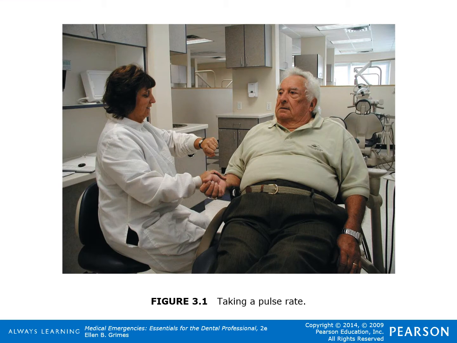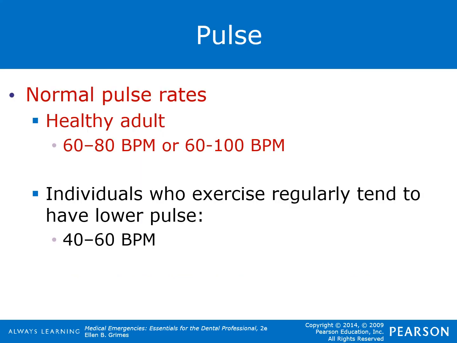This is a picture of someone taking a pulse. Normal pulse rate in a healthy adult is 60 to 80 beats per minute, or 60 to 100. Those who exercise regularly tend to have a lower pulse. If you're more fit, you may have a pulse of 40 to 60, and that's considered normal. Some of the books say 60 to 80, some say 60 to 100. We go with 60 to 100.